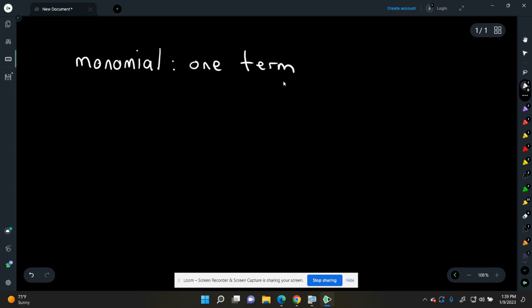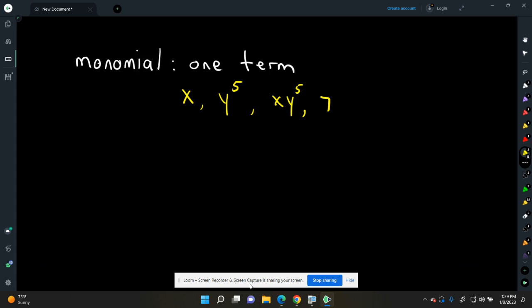One term, monomial. So an example of that would be maybe x. Maybe y to the 5th. Or it could be xy to the 5th. That's one term. 7, one term. Okay.